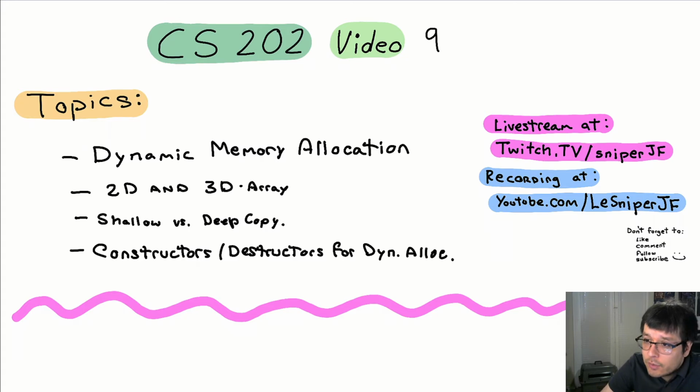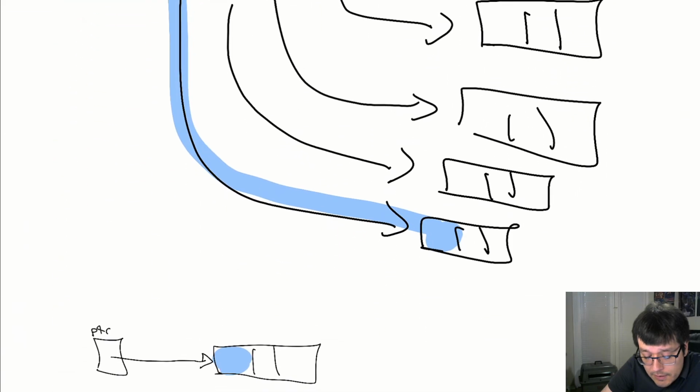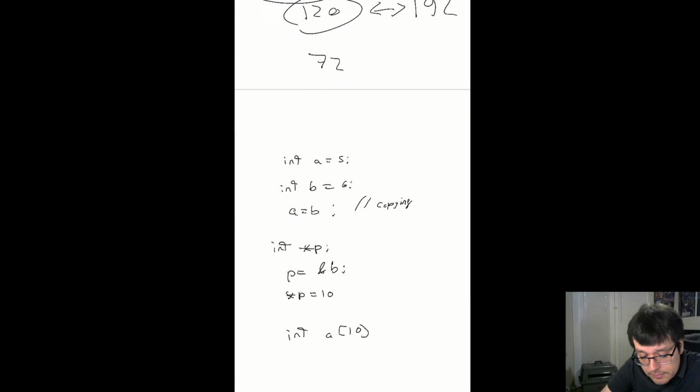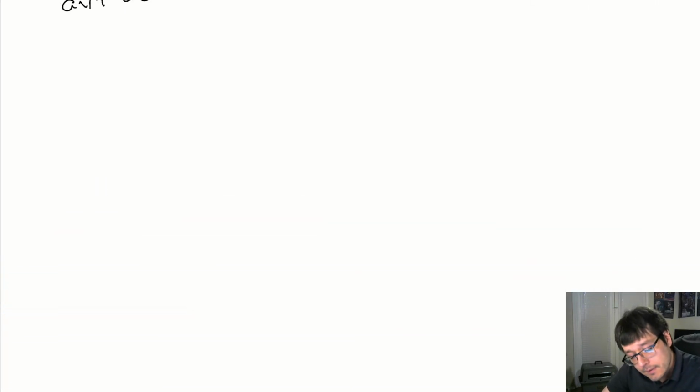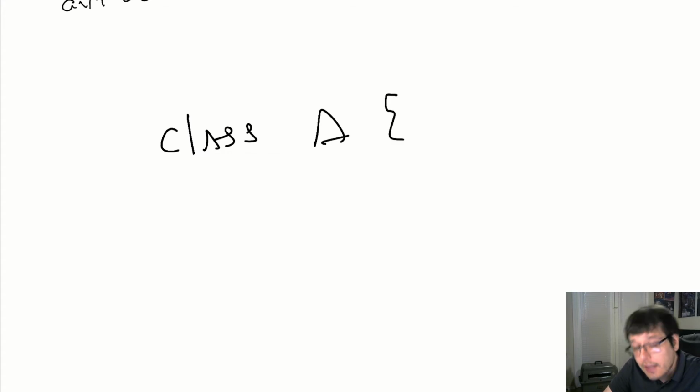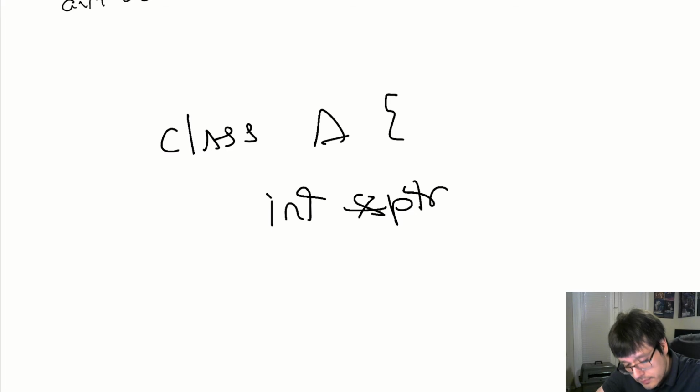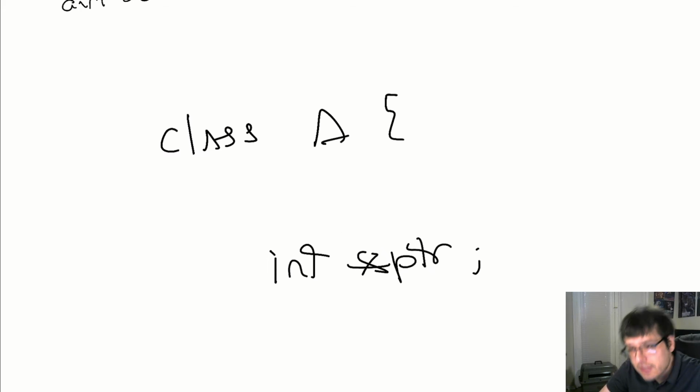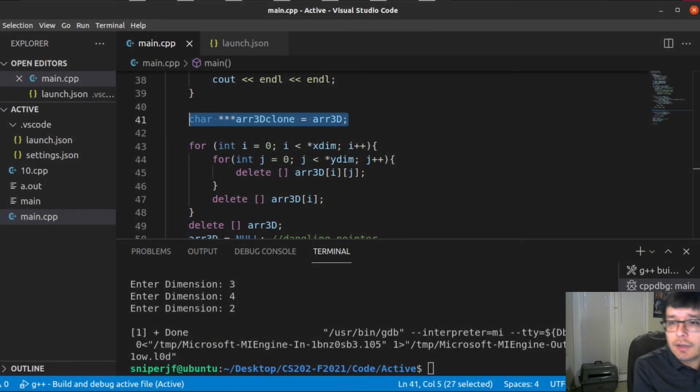Because here's what could happen. Let's say you have a class, and in this class you have a pointer. Okay? And you have a constructor in your class. Actually, you know what? Let's code it. I'd rather code it. It'll be easier to show you there.